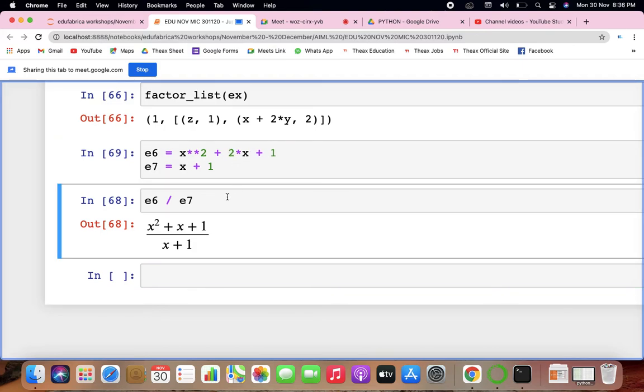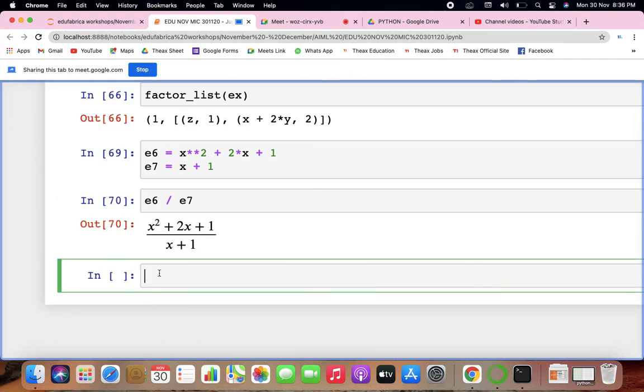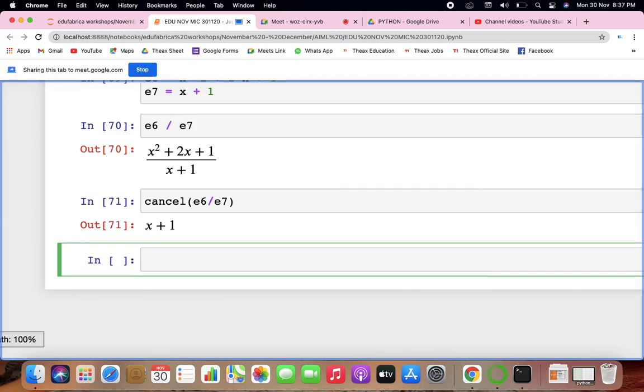Or let's say 2x would be better. So I'll say it to be a cancel or factorize, whatever is here, cancel could also work, right? So cancel e6 divided by e7. What's the result we are getting? x will be common, and then x plus 2, and then x plus 1, and it will be cancelled, right? So x plus 1 will be the answer. Okay? This would be the cancel of this. Or you can say x plus 1 whole square, that could be cancelled over there, that would be better, right?